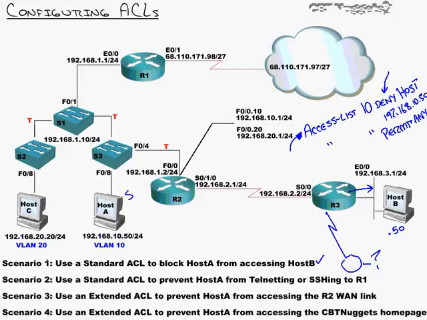All right, so scenario 2. Use a standard access list to prevent host A from telnetting or SSHing to router 1, essentially managing it remotely. What I'm showing you as I do this is an extremely common use of standard access lists.